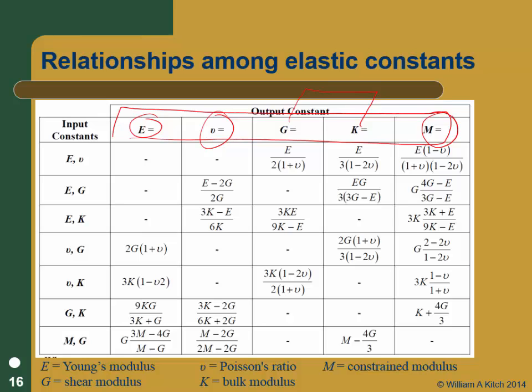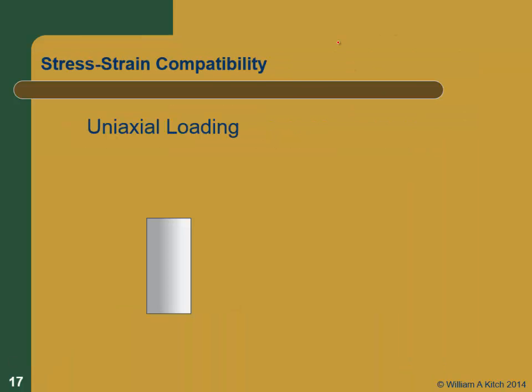And I give you a printout of this page too. I think I uploaded it. So I think I gave you a PDF that just has this table. You can find this table in a lot of places, but okay, let's talk about compatibility of stress and strain.